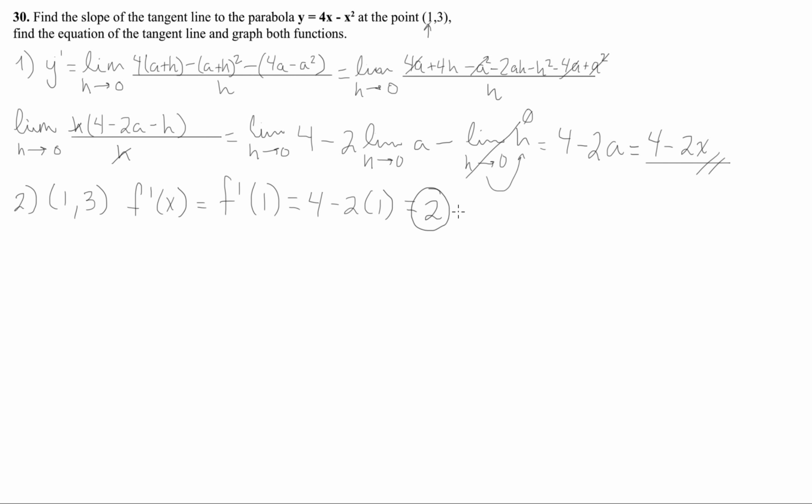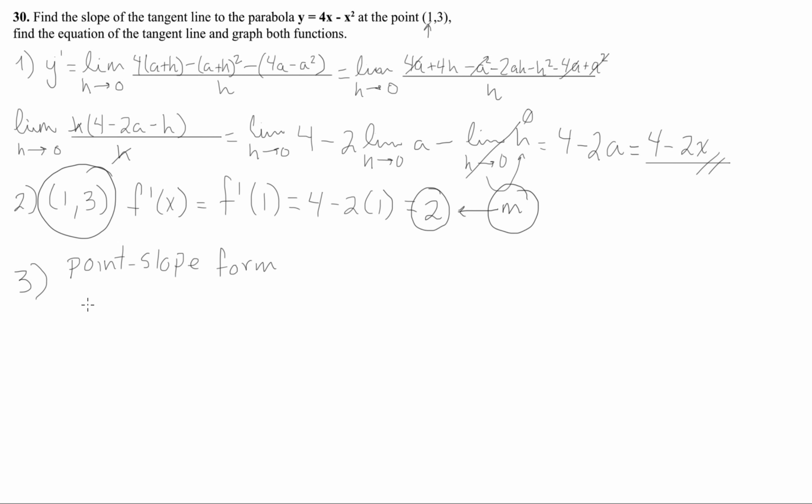So now this number indicates the slope of this line. So we have a slope, we have a point. For the third step, we are going to use the point-slope form. So we need to find the equation using this point-slope form, because we have a point, we have a slope.